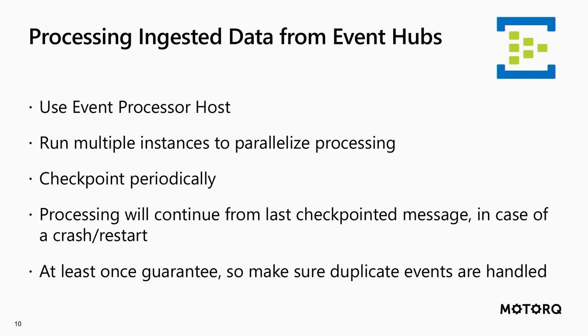So at a high level, these are the steps to process the data from the EventHubs. You'll use event processor host, and then you'll run multiple instances to concurrently process data. And then in the EventHub processor host, you'll checkpoint periodically. If the process restarts after a crash, it will start processing data from the last checkpointed message. This will result in an at-least-once guarantee, so you need to take care of handling the duplicate events.